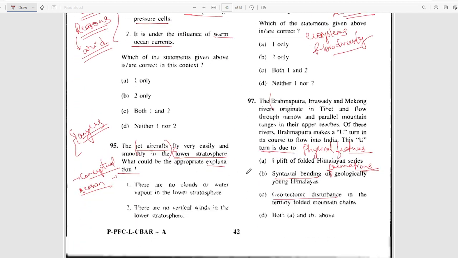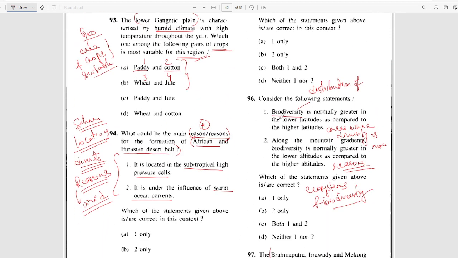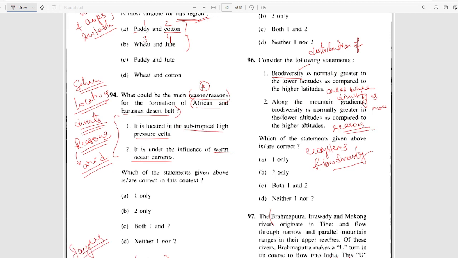They are given 2 statements, and you have to find whether that is true or false. The next question is 96th question. Consider the following statement. Biodiversity is normally greater in the lower latitudes as compared to the higher latitudes. Along the mountain gradients, biodiversity is normally greater in the lower latitudes as compared to the higher latitudes.